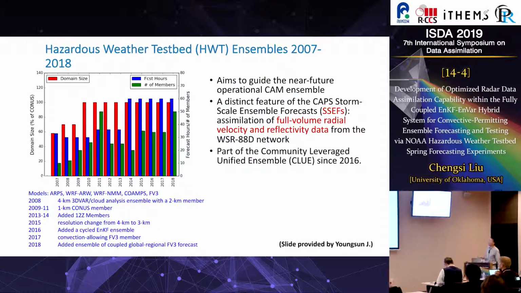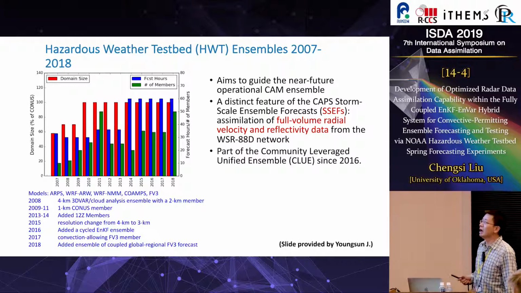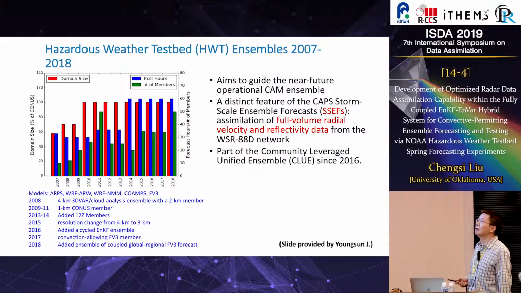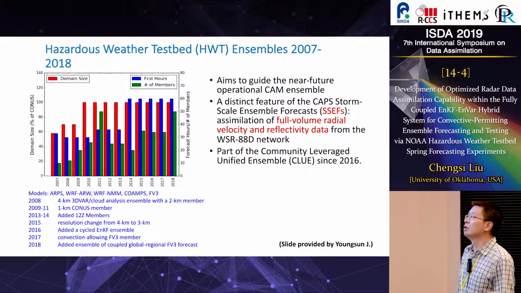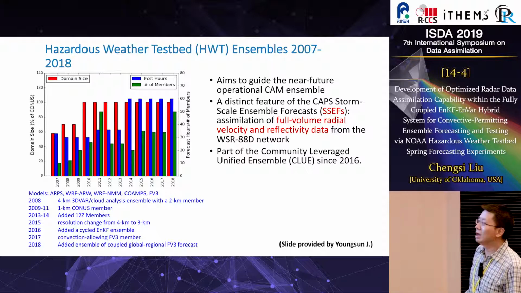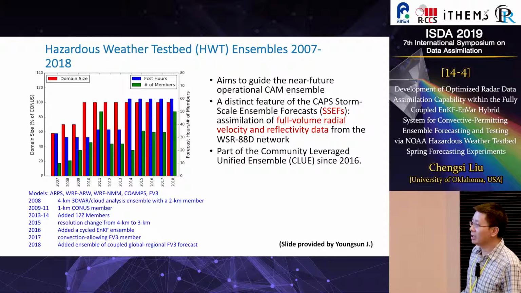First of all, I would like to introduce the history of the HWT ensemble in CAPS. From 2008, we started to assimilate the radial wind using 3D VAR and the reflectivity using the cloud analysis. Then in 2016, we added a cycled EnKF to simulate radar data. In 2017, we added the convection allowing FV3 member. And last year, we added the ensemble coupled global and regional FV3 forecast.